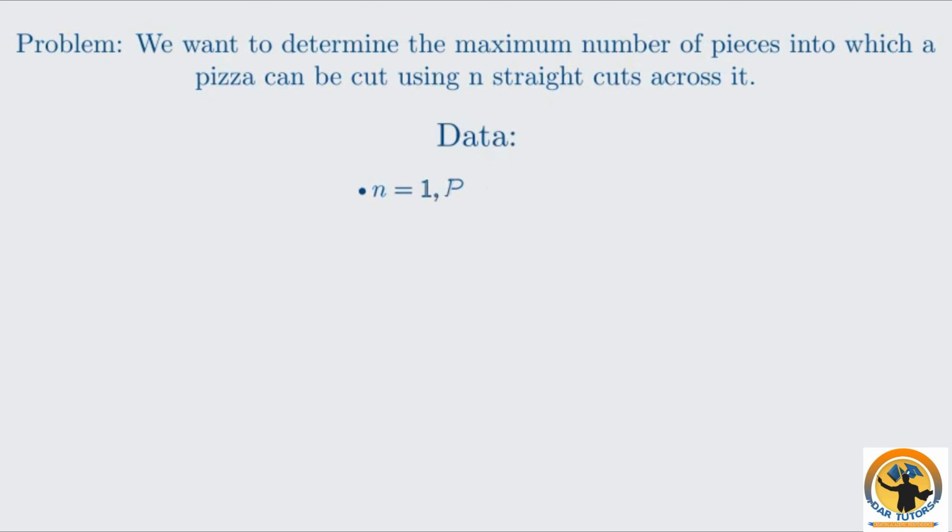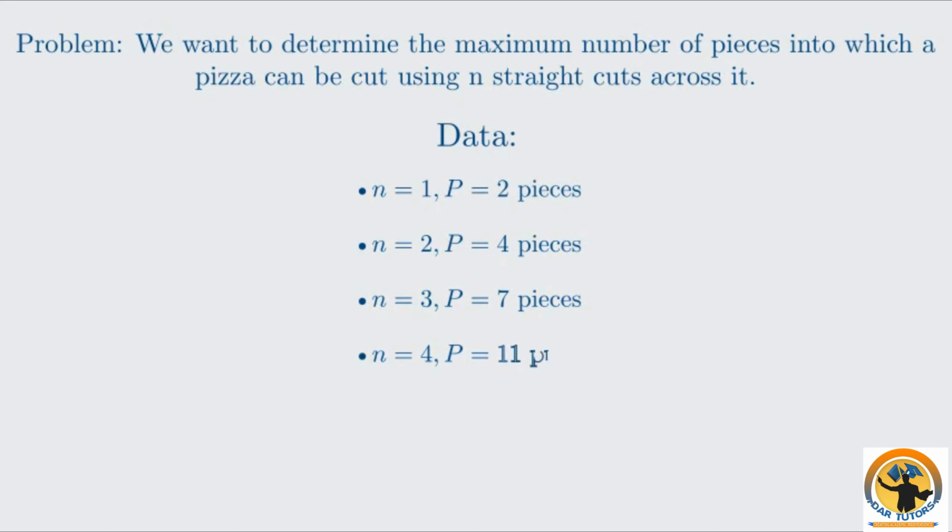With one cut, we get 2 pieces. With 2 cuts, we can cross them to get a maximum of 4 pieces. With 3 cuts, if we cross them optimally, we get 7 pieces. And with 4 cuts, we can get a maximum of 11 pieces. This is our data set.